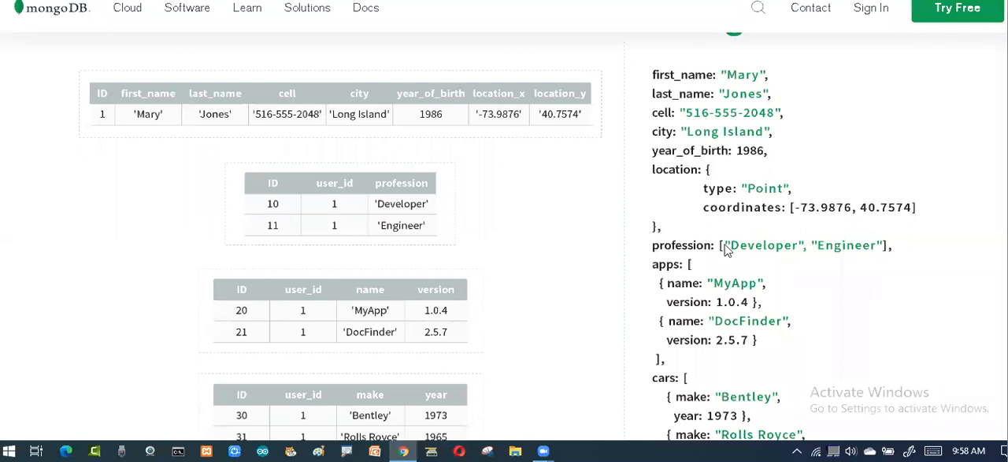Then there is a table called profession. Here the user ID is one, because this is related to my one, and his profession is two. So you can see here the multi-valued attributes. We have seen the definition in the ER diagram: one person has more than one value. So here we have developer and engineer.